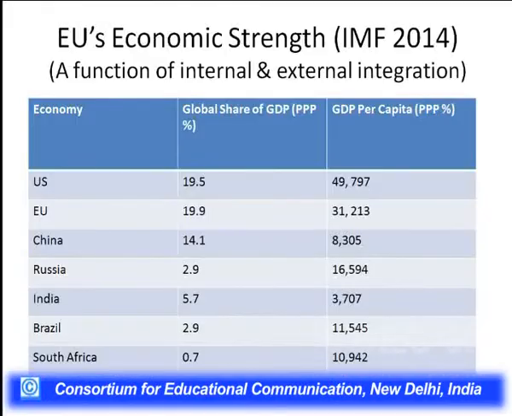Now, I would like you to show the slide of the European Union's economic strength. The strength of the European Union is a function of internal and external integration of the European Union with other countries. So this figure is very important because it tells you how closely the European economy is integrated with the other economies in the international system. And as you can see, what is the relative strength of the European Union compared to other economic blocks, other economic powers like the United States, China, Russia, India, and Brazil.